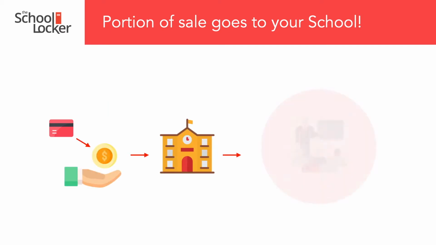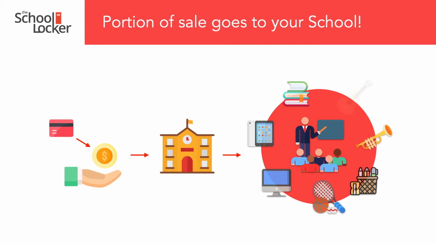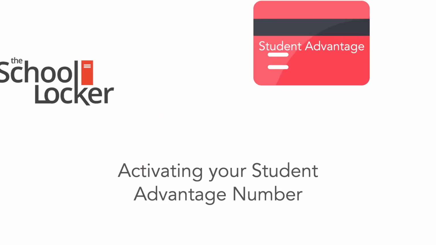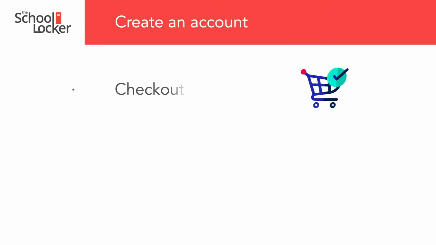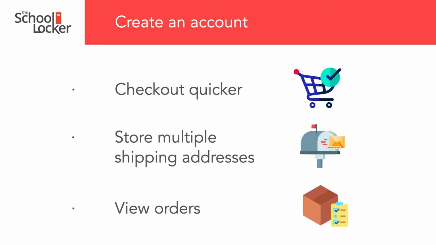Added to this, every time you buy something from a School Locker store, a portion of the sale goes back towards your school, and they can use this money to buy things like textbooks and technology, sporting equipment, stationery, instruments, and much more. This quick video will show you how to create an account and activate your Student Advantage number so you can do things like quick checkouts, have multiple shipping addresses, and even monitor your orders nice and easily.